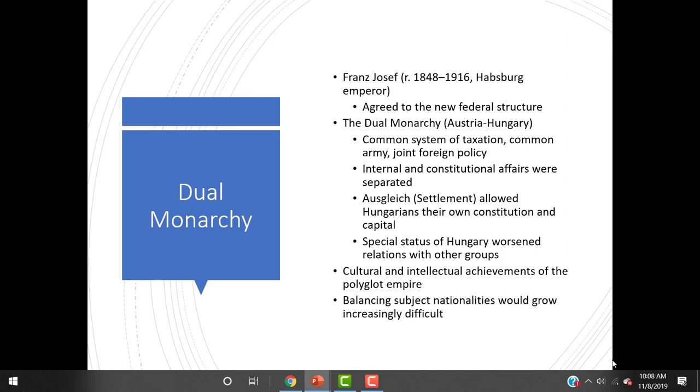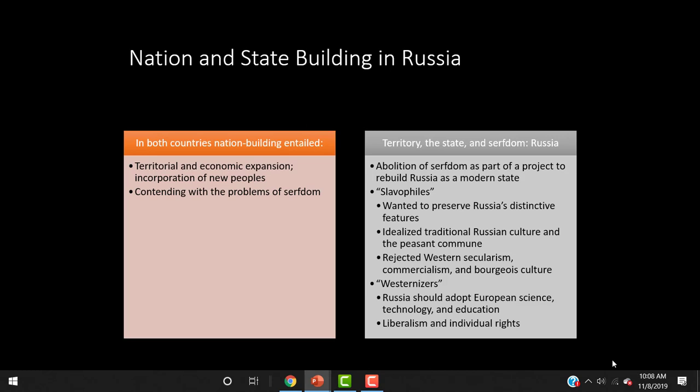Cultural and intellectual achievements of the polyglot empire. I love that, polyglot empire. It was not going to work. Trying to balance the different nationalities is going to grow increasingly difficult. But both countries were nation building: territorial and economic expansion, incorporation of new peoples, and contending with the problems of serfdom.